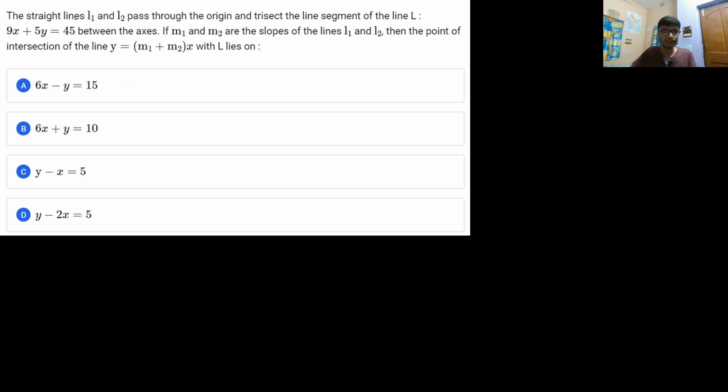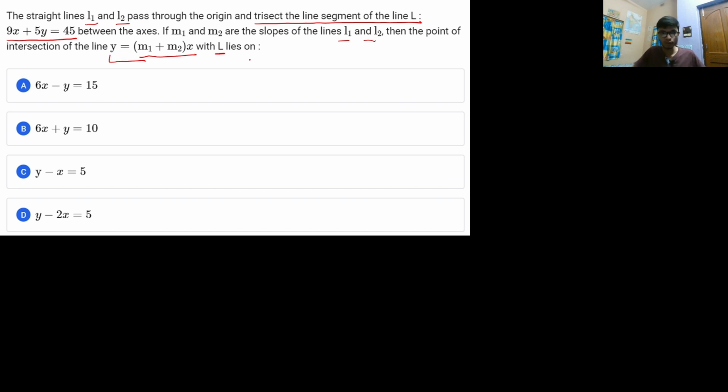The problem says that there are two straight lines labeled L1 and L2 which pass through the origin, and they trisect the line segment of the line 9x plus 5y is equal to 45 between the axes. If m1 and m2 are the slopes of the lines L1 and L2, then find the point of intersection of the line y is equal to (m1 plus m2) into x with the line L. So what is the line L?